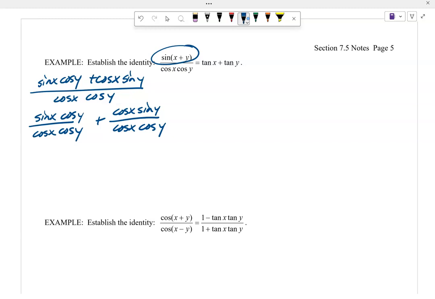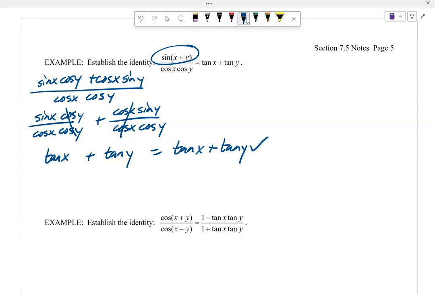Okay. And notice how those cosines are canceling right there, and those cosine over cosine are canceling right there. And so you've got sine over cosine, which is the tangent of x. And then over here you've got sine of y over cosine of y, that's the tangent of y. There it is. That's tangent of x plus tangent of y. We just proved that one as well.